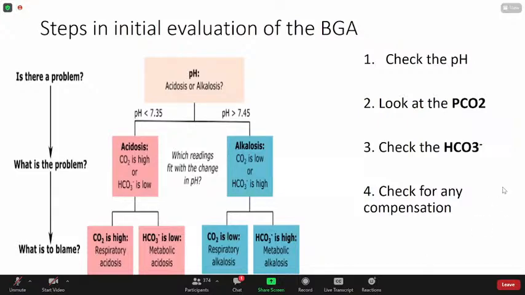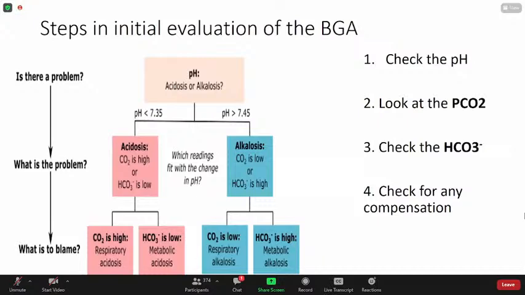After that, you move on to check the bicarbonate. So for example, if you see that your patient has got a pH that is less than 7.35, you check the CO2 and the CO2 is normal. You next look at the bicarbonate and you find that the bicarbonate is low. You will now call that a metabolic acidosis. So the bicarbonate is low in keeping with an acidosis.